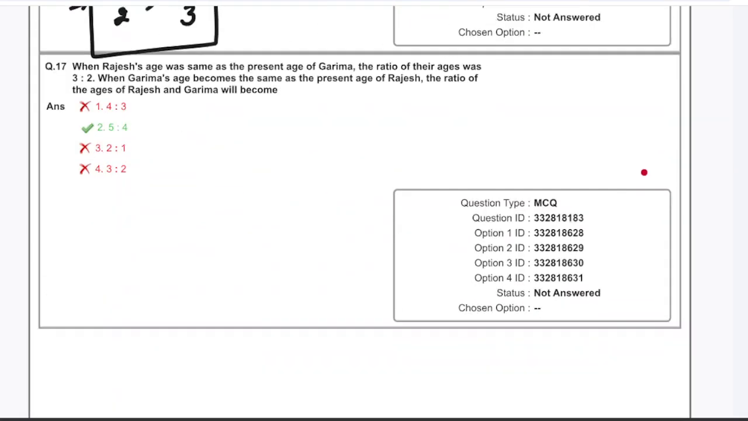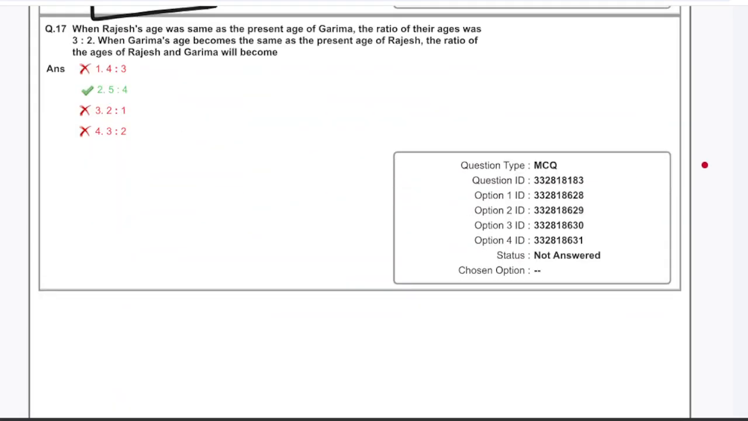Now look at question number 17. It says, when Rajesh's age was the same as the present age of Garima. Let's say today Rajesh is R and Garima is G, that is today's present age. Now Rajesh's age was the same as the present age of Garima. Let's say that was X years ago. So he was R minus X and she was G minus X.